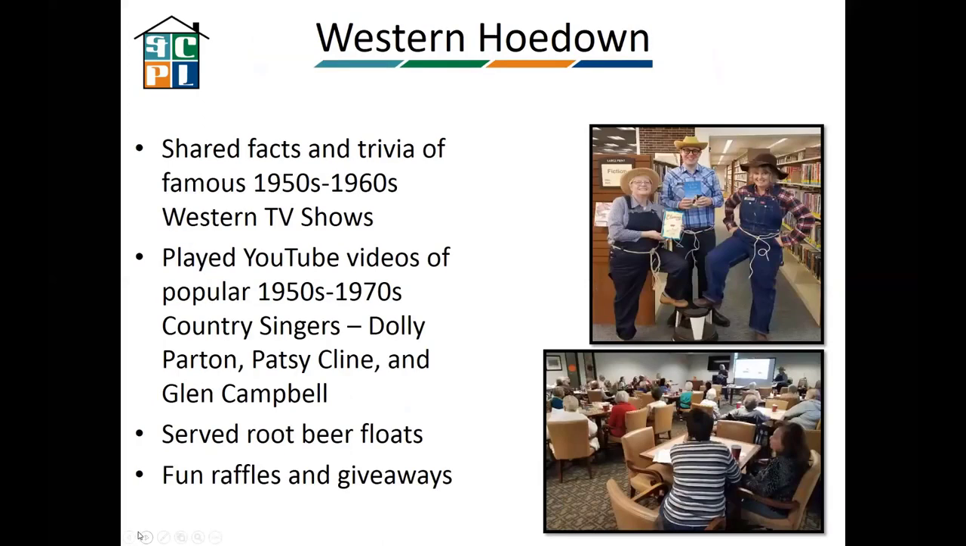The residents requested a hoedown for our next program, so of course we had to comply. Dressed in our overalls and straw hats, we presented video clips of Western TV shows from the 50s and 60s, including Bonanza, Gunsmoke, and The Rifleman. The music component included country singers from the same era, Dolly Parton, Patsy Cline, Glenn Campbell, and Tex Ritter. We served root beer floats and provided fun gifts through a raffle.